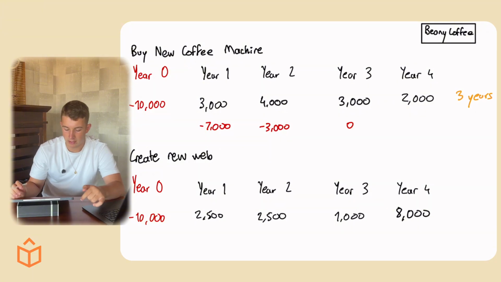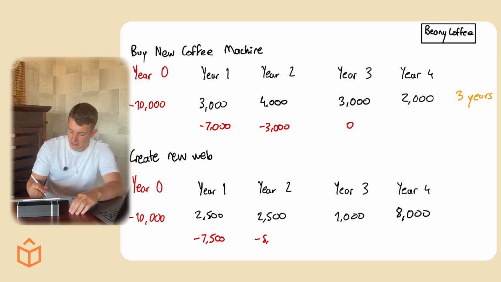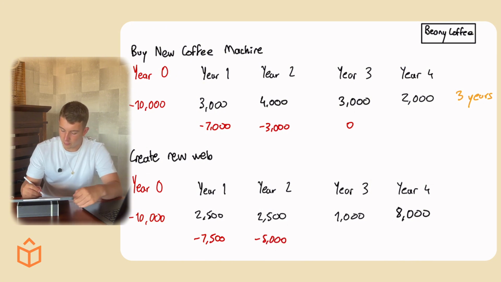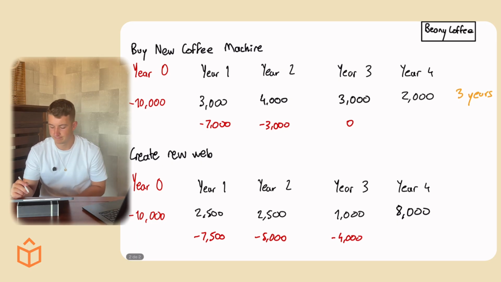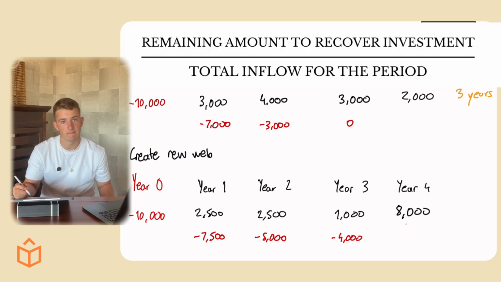Let's look at when we are recovering our money if we created a new website instead. On the first year, we will recover 2,500, so we will still have 7,500 pending. Next year, we recover 2,500 more, so we will only be 5,000 negative. Third year, we will recover 1,000 more, so we will only be 4,000 negative. And here, we have a problem. If we add the full 8,000, we surpass, we don't take it to zero.